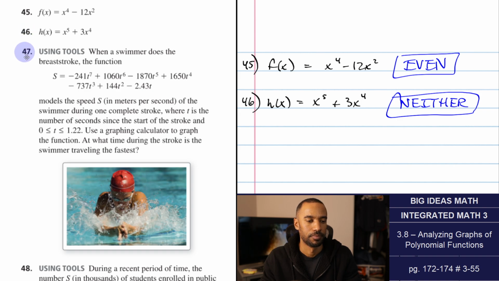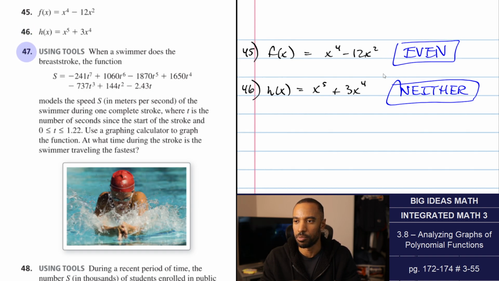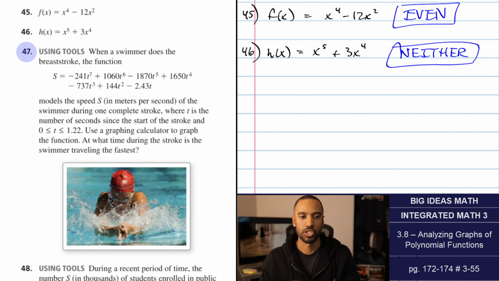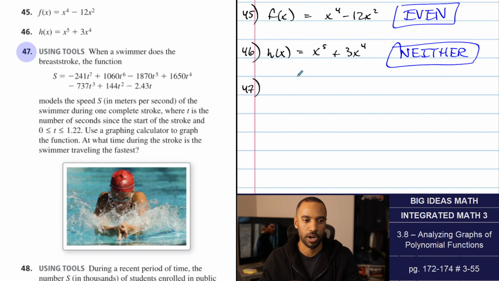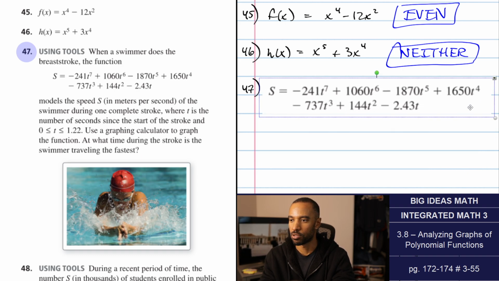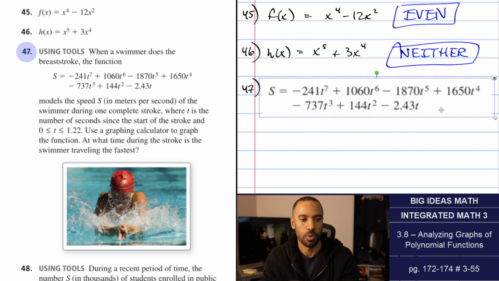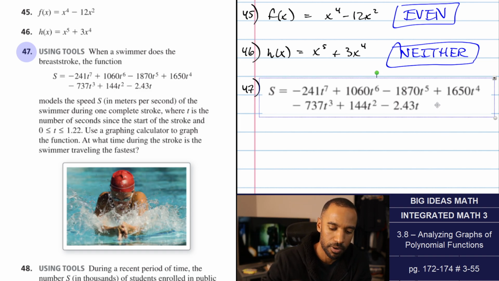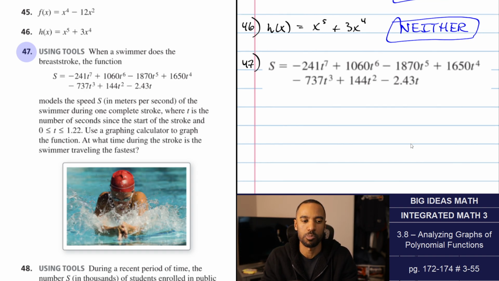Number 47. Using tools probably generally means graphing calculator. When a swimmer does the breaststroke, the function, that's a massive function for something regarding breaststroke. I'm going to copy paste that. The function here models the speed s in meters per second of the swimmer during one complete stroke, where t is the number of seconds since the start of the stroke, and the time is between 0 and 1.22 seconds. So it's a very light model all told. It's not being used for a lot of time, just 1.22 seconds.